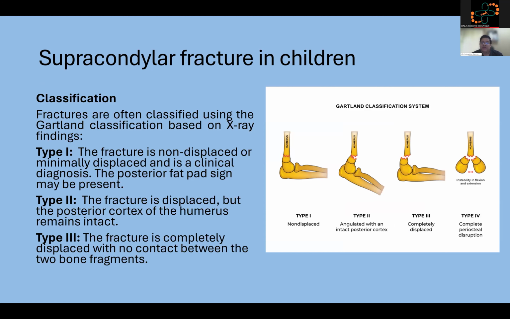Type 3 is completely displaced, but not grossly displaced, and these might require surgery because these are very unstable fractures that require stabilization. If you have to stabilize it, you have to keep it in full flexion. This full flexion sometimes causes vascular issues.